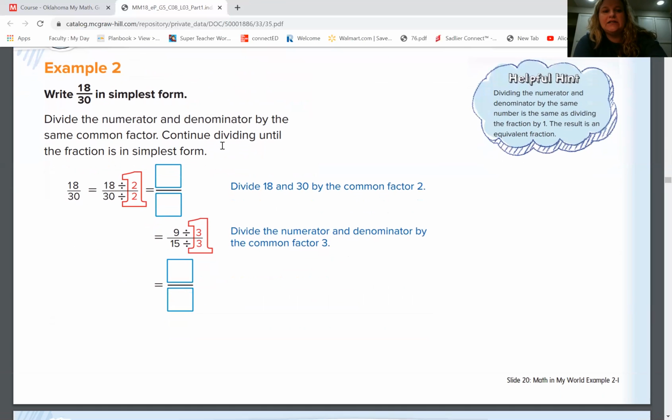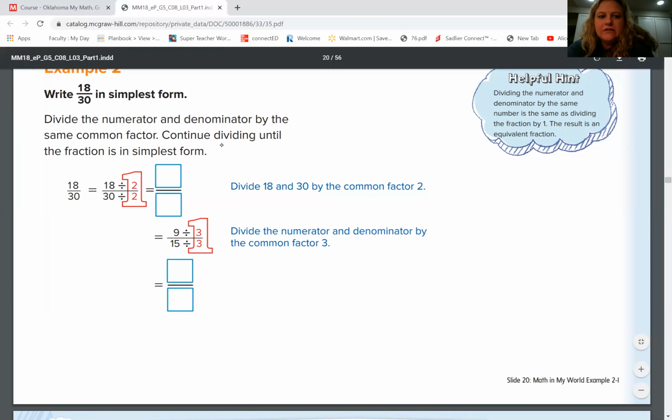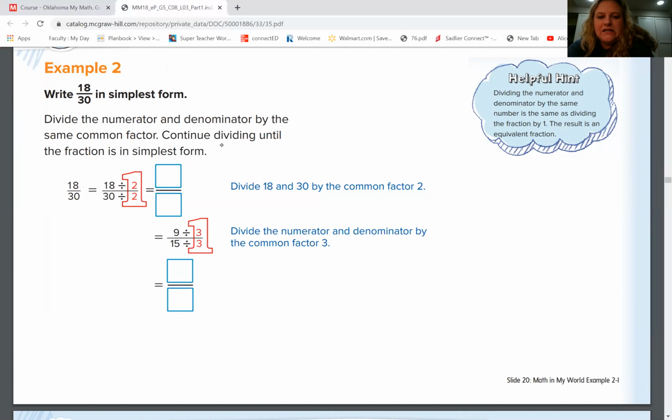Okay, let's take a look at example 2. This says write 18/30ths in simplest form. And right away we know that both 18 and 30 can be divided by 2. I see that right away. I didn't even list out their factors. I know that they're both even numbers, and even numbers always have 2 as a factor. So I'm just going to go ahead and divide by 2. So 18 divided by 2, you would put a 9 in the top box. 30 divided by 2, you would get a 15 in the second box, the denominator. And that leaves you with 9 over 15.